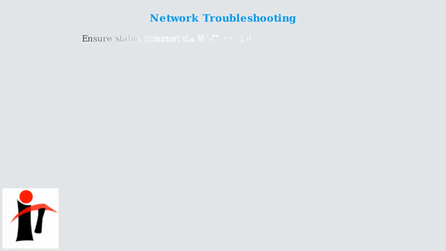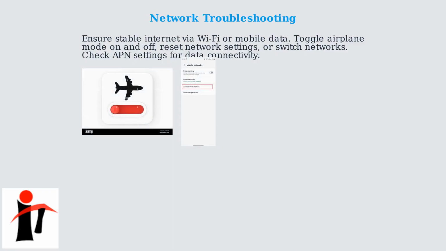For network troubleshooting, ensure you have a stable internet connection, either Wi-Fi or mobile data. Toggle airplane mode on and off, reset your network settings, or try switching to a different network. Also, check your APN settings for data connectivity, as incorrect configurations can sometimes trigger error code 0.